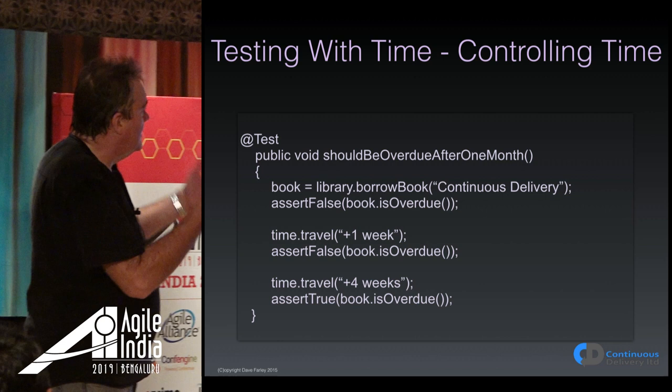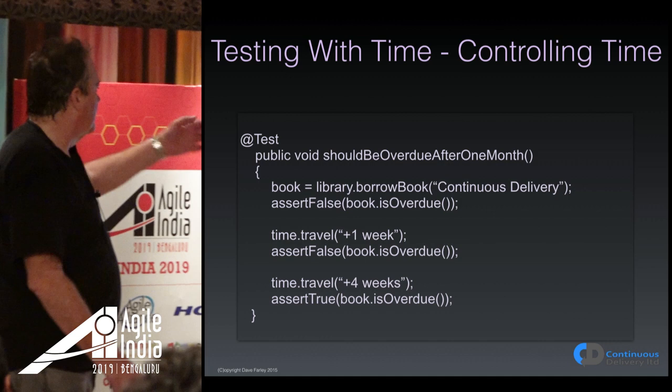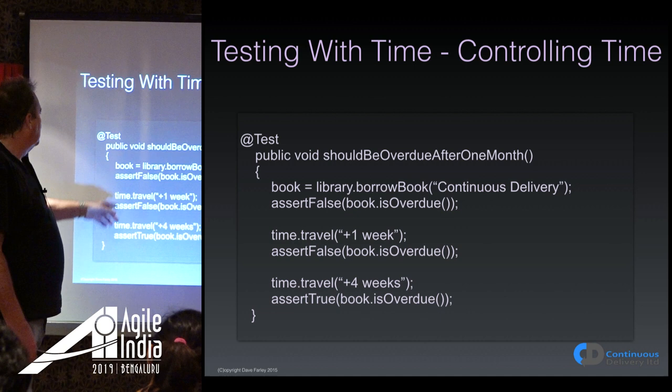This is a made-up example. The other ones that I've shown you so far were real tests. This one I just made up. So here we're going to go to a library. We're going to borrow a book called Continuous Delivery. I'm not trying to sell it to you. Well, I am trying to sell it to you.